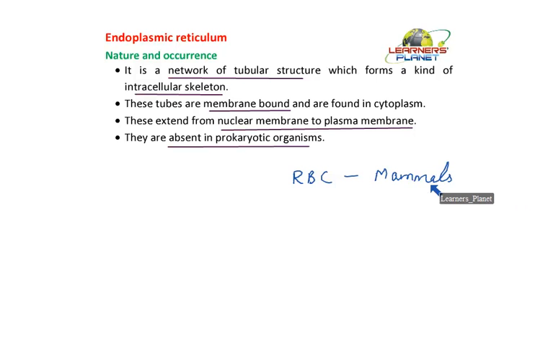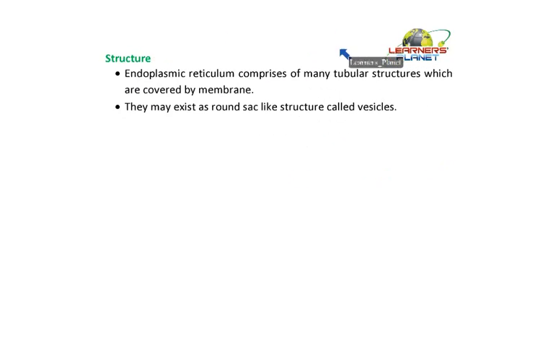Now of course a mammal is a multicellular organism. If it is a multicellular organism, then it must be composed of eukaryotic cells. So all the eukaryotic cells contain the endoplasmic reticulum, but still the RBC is the one example which is devoid of endoplasmic reticulum.